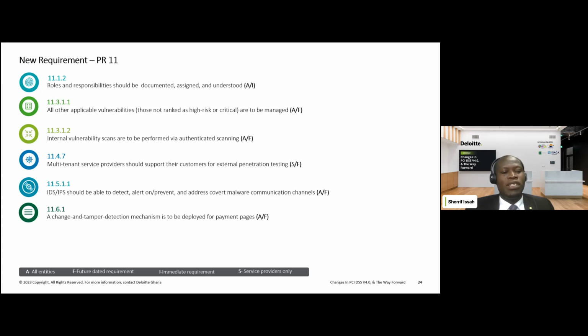When these customers want to perform external penetration testing, it is incumbent on these service providers to support in conducting such external penetration testing. Then section 11.5.1 also says intrusion detection system or intrusion prevention system should be able to detect, alert on, or prevent and address covert malware communication channels. So the IDS/IPS solution we're using should be able to perform all these functions, helping us get rid of possible malware attacks on our environment. And 11.6.1 says that there should be a change and tamper detection mechanism deployed on our payment pages. So especially pages that we initiate payments from, there's a need to have change and tamper detection mechanisms deployed on such environment. And by so saying, we are talking of tools here.